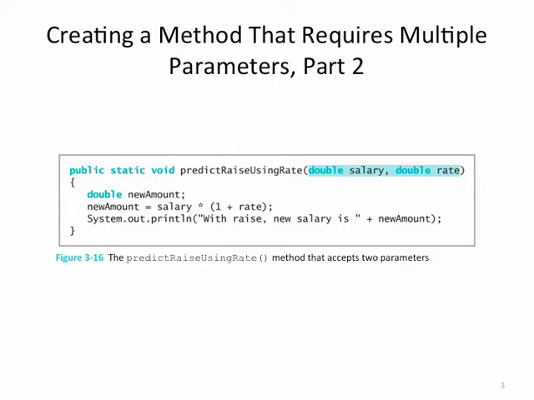So here's an example of where we are passing two doubles to a method called predictRaiseUsingRate. We're passing both salary and a rate. Now, we can look at it, if you see where they're highlighted, double salary and double rate, that's where those variables, those parameters are being declared. When we hit the close brace for this method, those guys go away. They're no longer in memory, their lifetime is over. And then the next time we call predictRaiseUsingRate, they would be created anew.